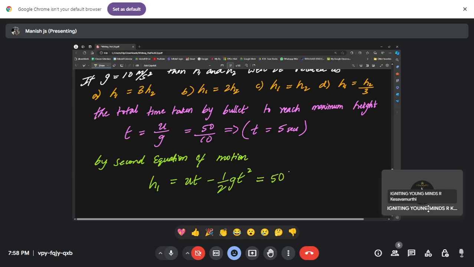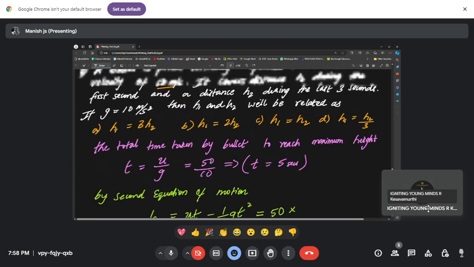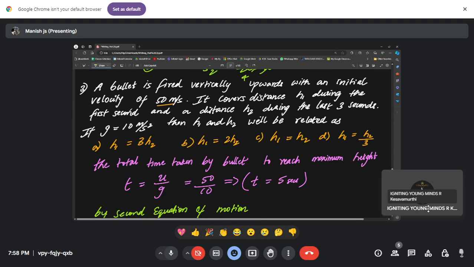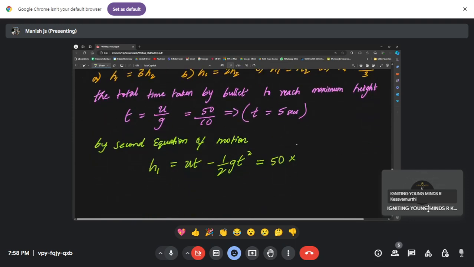So you will get 50 into the time taken here in this particular case. So if you see in the question, it covers distance h1 during the first second. So here t is equal to 1. So 50 into 1 minus half, g is 10, times 1 square. Simplify it, you get 50 minus 5, which is 45. So 45 meters is the value of h1.